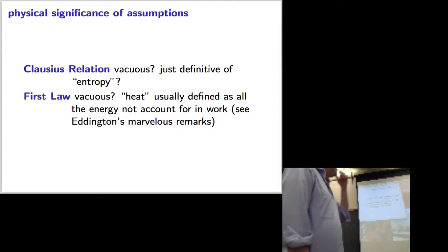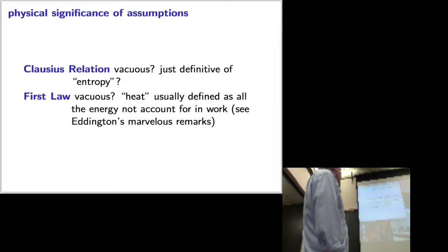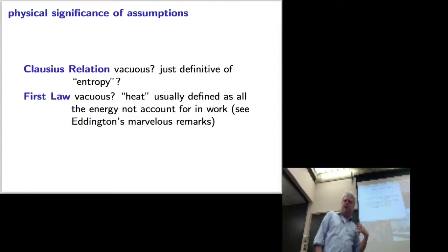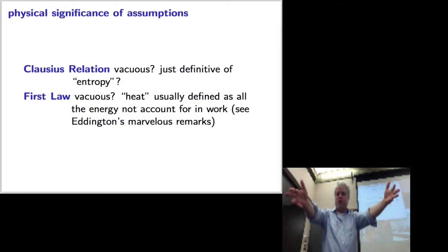What are the physical assumptions? What is the physical significance of these assumptions? Well, the Clausius relation kind of looks vacuous. It really is just the definition of entropy. Is there anything really physically substantive there? The first law has a kind of vacuity in the same sense. Heat is almost always defined as all the energy not accounted for by work, given the total energy.